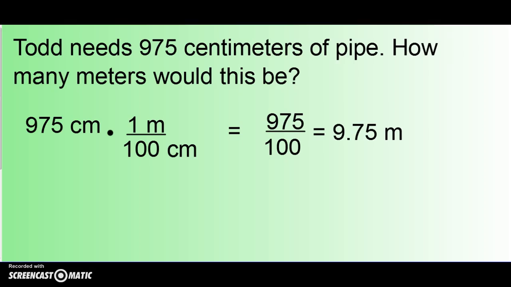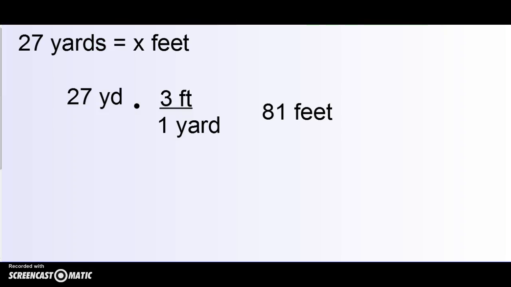All right, the next one: sometimes you'll just be asked to convert general customary units. Some of us already have memorized how many feet are in a yard. So you're thinking, there are 3 feet in 1 yard, but I have to remember to put my yards in the denominator so that yards cancel each other out. And then we just have 27 times 3. We have feet left, so it's 81 feet.